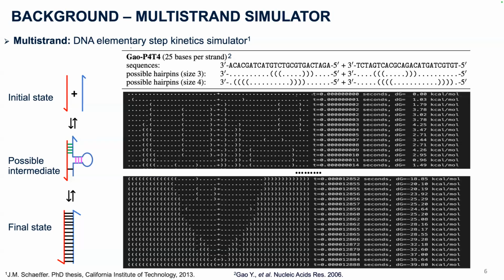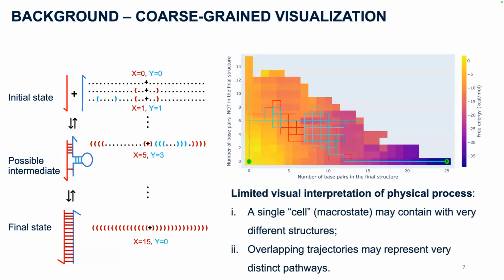But this table only shows one single reaction trajectory, which may include hundreds of thousands of intermediate and elementary step secondary structures. So if we would like to visualize hundreds of thousands of trajectories, it will be more challenging. One way to visualize these trajectories is using a coarse-grained method that groups the secondary structures by a given policy and then lays out the trajectories. This plot shows a specific coarse-grained method. The x and y-axes refer to the number of base pairs in the final structure and not in the final structure, respectively. However, there are many limitations of this coarse-grained method.